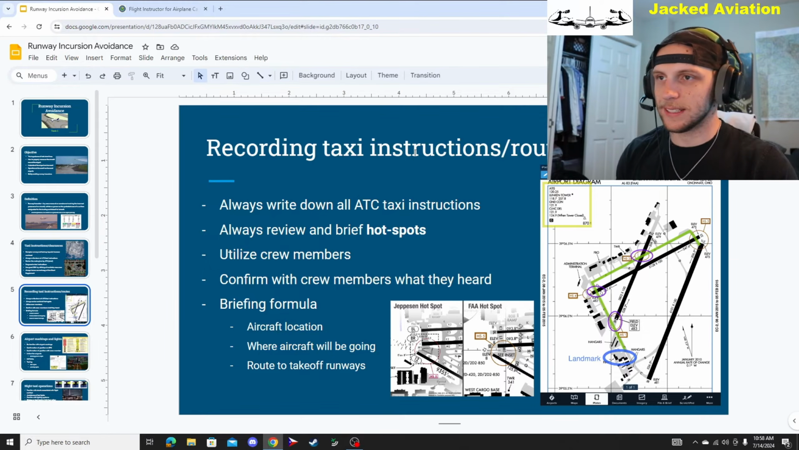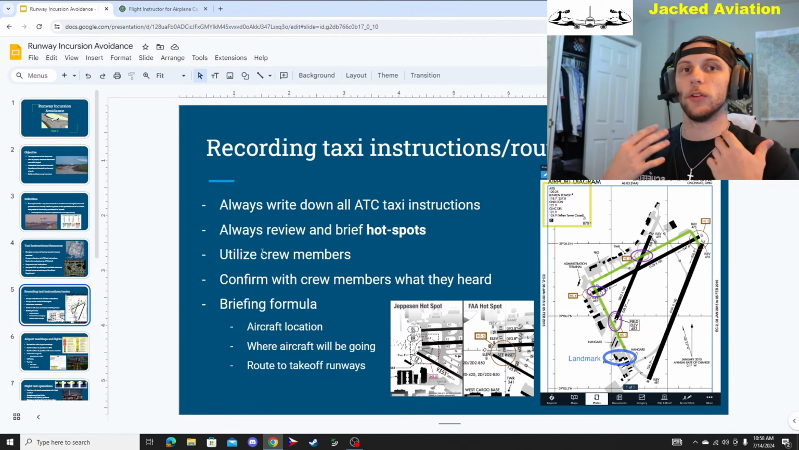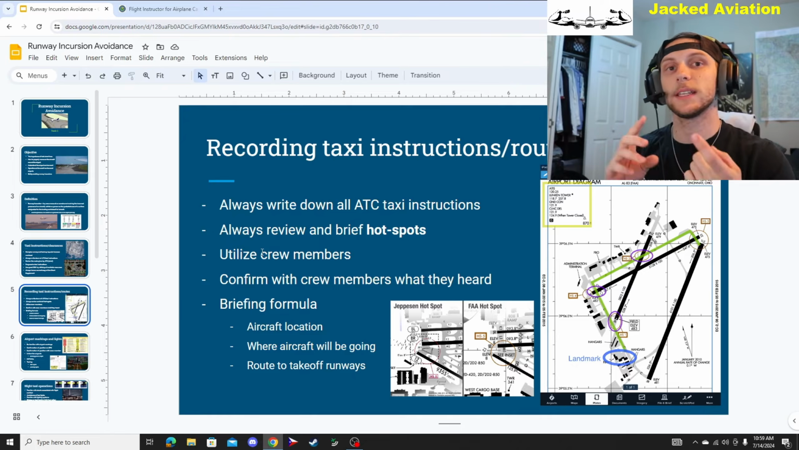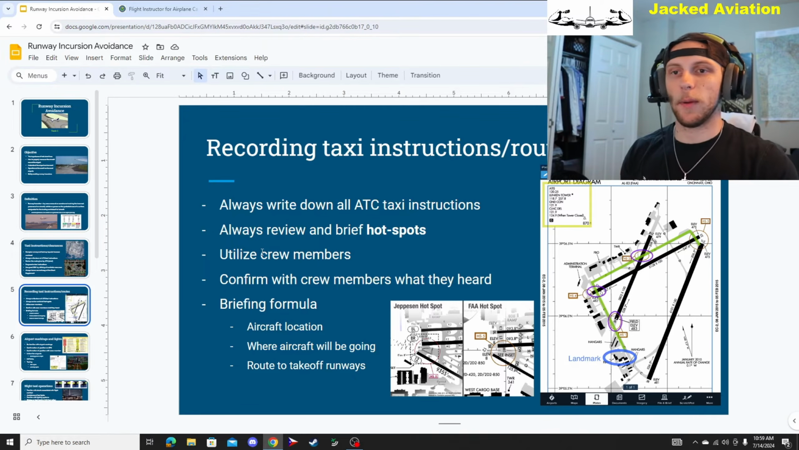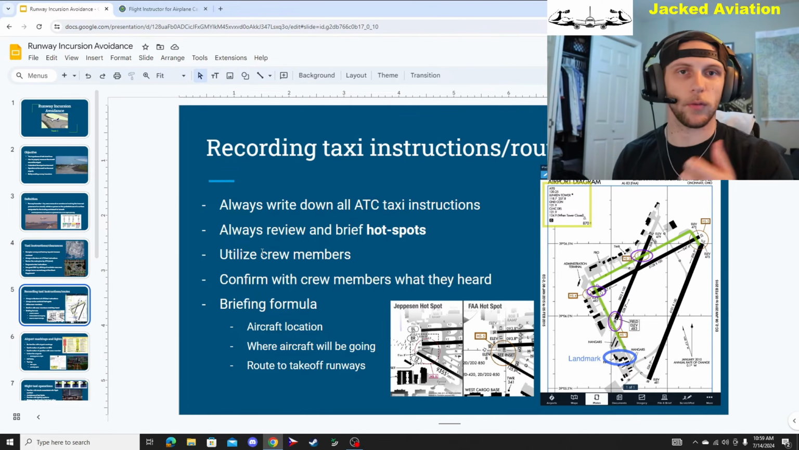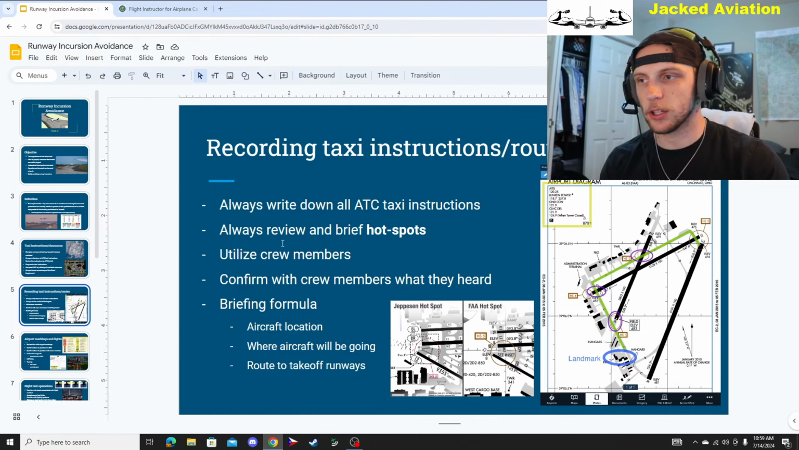So then recording taxi instructions and routes, always review, brief, and hotspots, right? That's important for recording these taxi instructions. Utilize your crew members. Utilizing another CFI that you're flying with, another pilot in the aircraft, utilizing passengers as well. You may not think of passengers as pilots, but sure, they can help you grab a chart. They can help you grab your iPad out of your bag for your ForeFlight or your Garmin Pilot, whatever it is, okay? Utilizing crew members, very important.